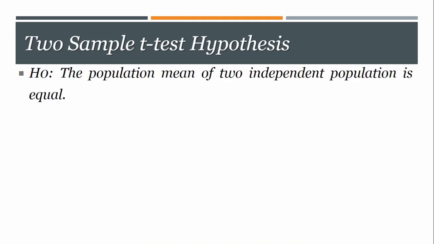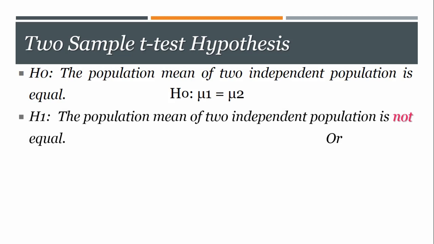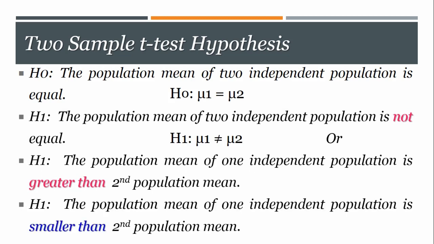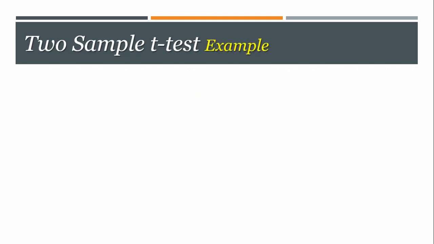The upper tailed hypothesis statement can be stated as: the mean of one independent population is greater than the second population mean, and the lower tailed hypothesis statement can be stated as: the mean of one independent population is lesser than the second population mean. So let's understand how to perform the independent sample t-test with the following example.